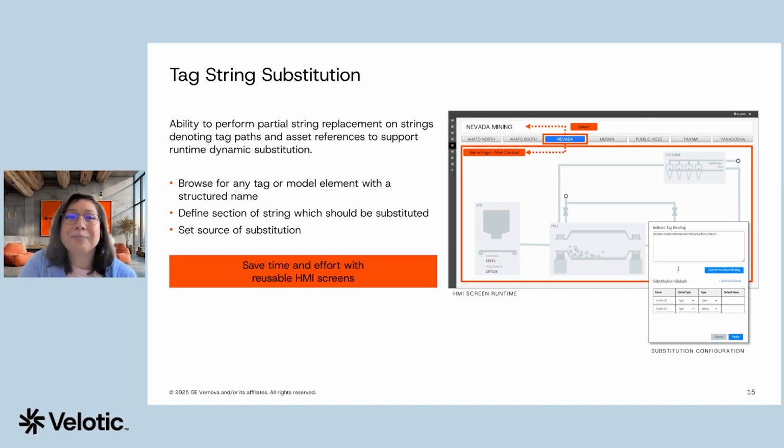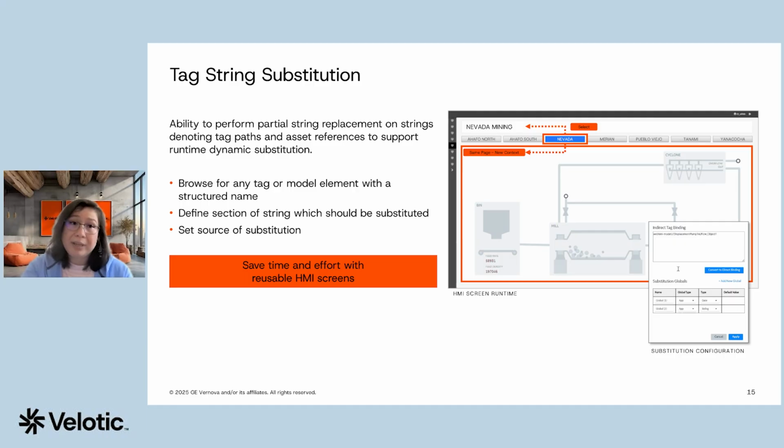All right, moving on, one of our big features is tag string substitution. This is a feature that has been requested many times in the past. The idea here is that folks generally want to be able to make pages and then take that same page and make it a template, and have it work for other assets or other series of tags.